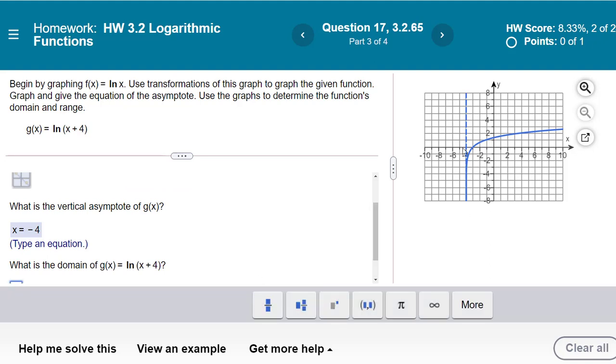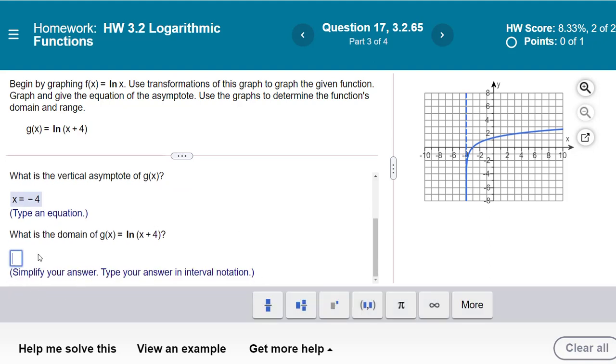And the domain is from, you can tell, negative 4 to infinity. And we never actually get to negative 4 because that's an asymptote. We approach it. So make sure you put a parentheses there.